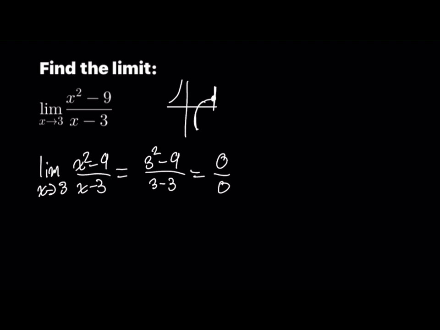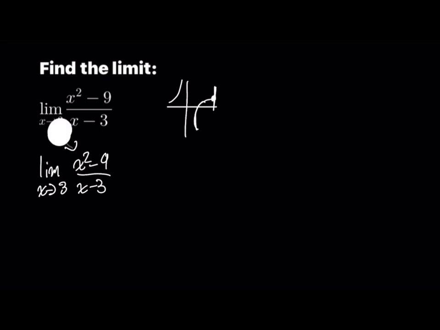over 0. Now that's an indeterminate form. That doesn't tell us that the function is undefined or that the limit doesn't exist. It tells us that there's stuff we can do to find the limit at this point. It's just we can't find it while our function is in this form.